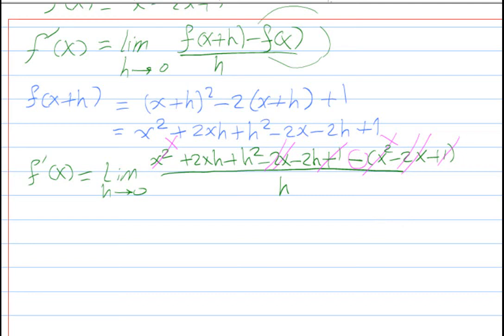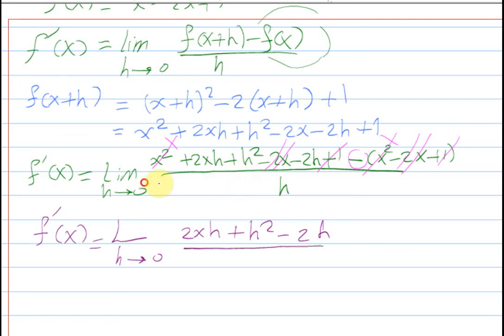F prime of x equal limit as h approaches 0 of 2xh plus h squared minus 2h over h. Do you remember what the next step? To find the limit, we should do something. Direct substitution will not help. It will give us 0 over 0.